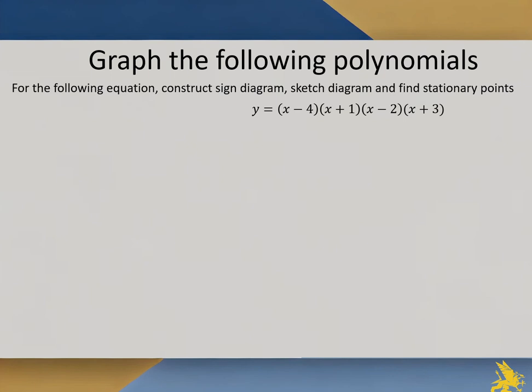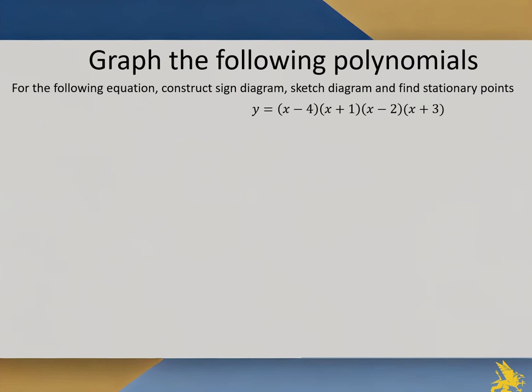If you need to get it into the factorized form, I would encourage you to look at a previous video of mine. So we have been given y is equal to (x minus 4)(x plus 1)(x minus 2)(x plus 3) in brackets. So we are going to be constructing a sign diagram. We're going to sketch a diagram, and we're going to find stationary points.